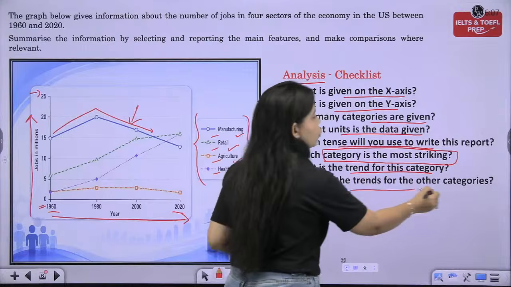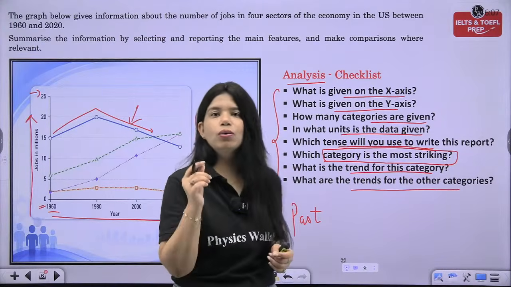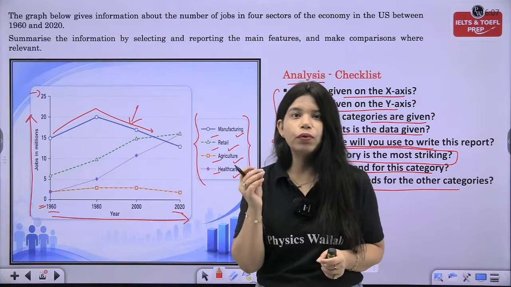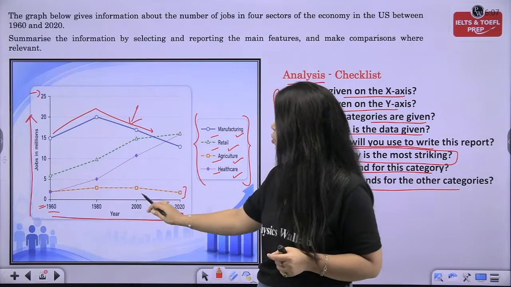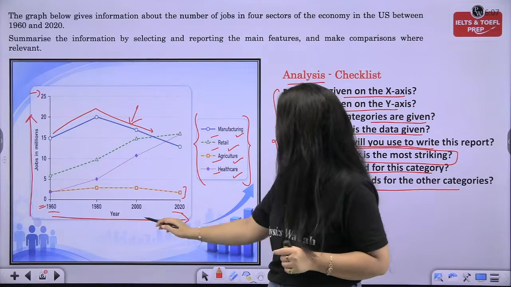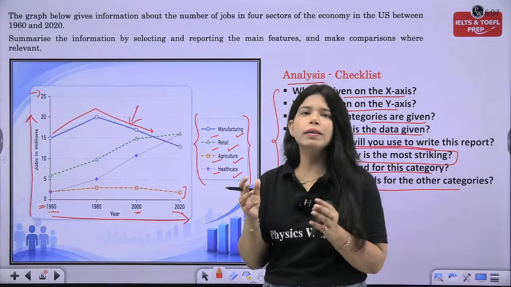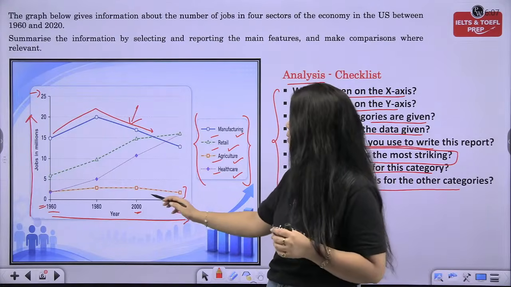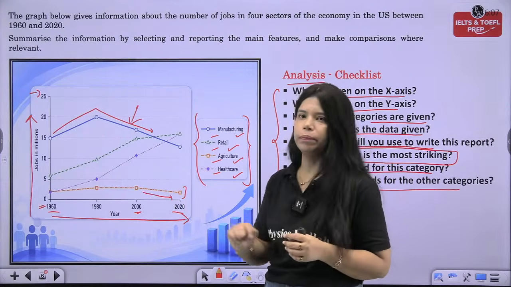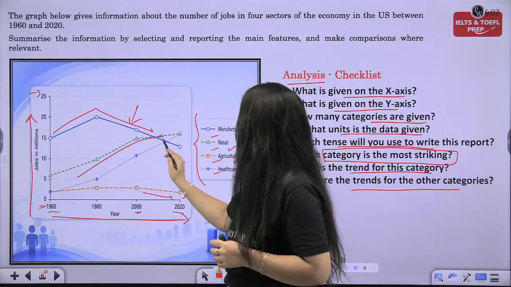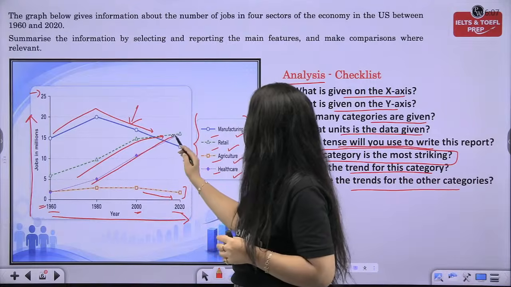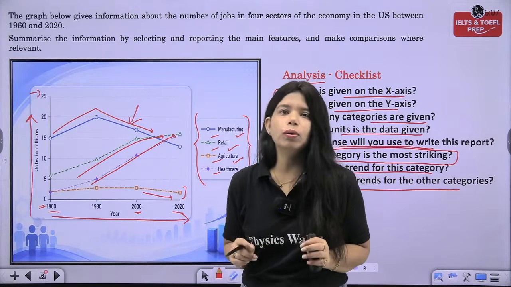And what are the trends for other categories? This also you need to see in the first 2 minutes. So for this category, if we see the orange line, till the year 2000, the numbers remained stable, and after that, there was just a very slight decline. Now, the remaining 2 categories, the green and the purple, a consistent growth can be observed in both these categories.